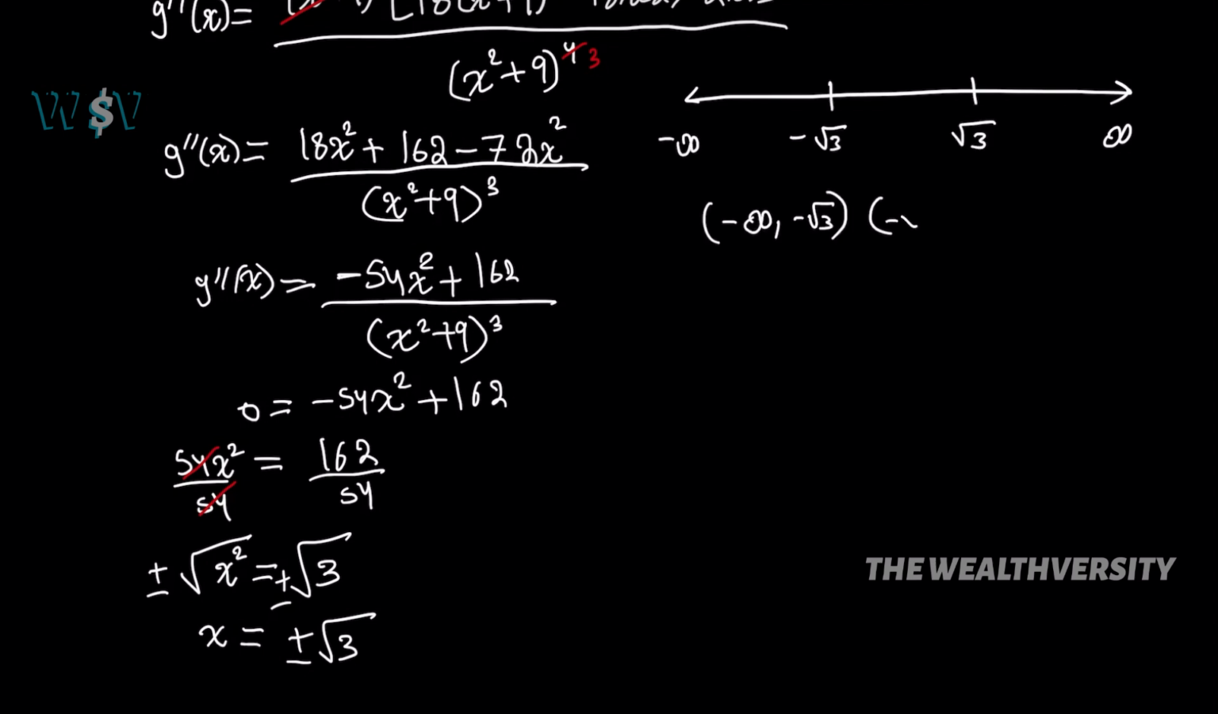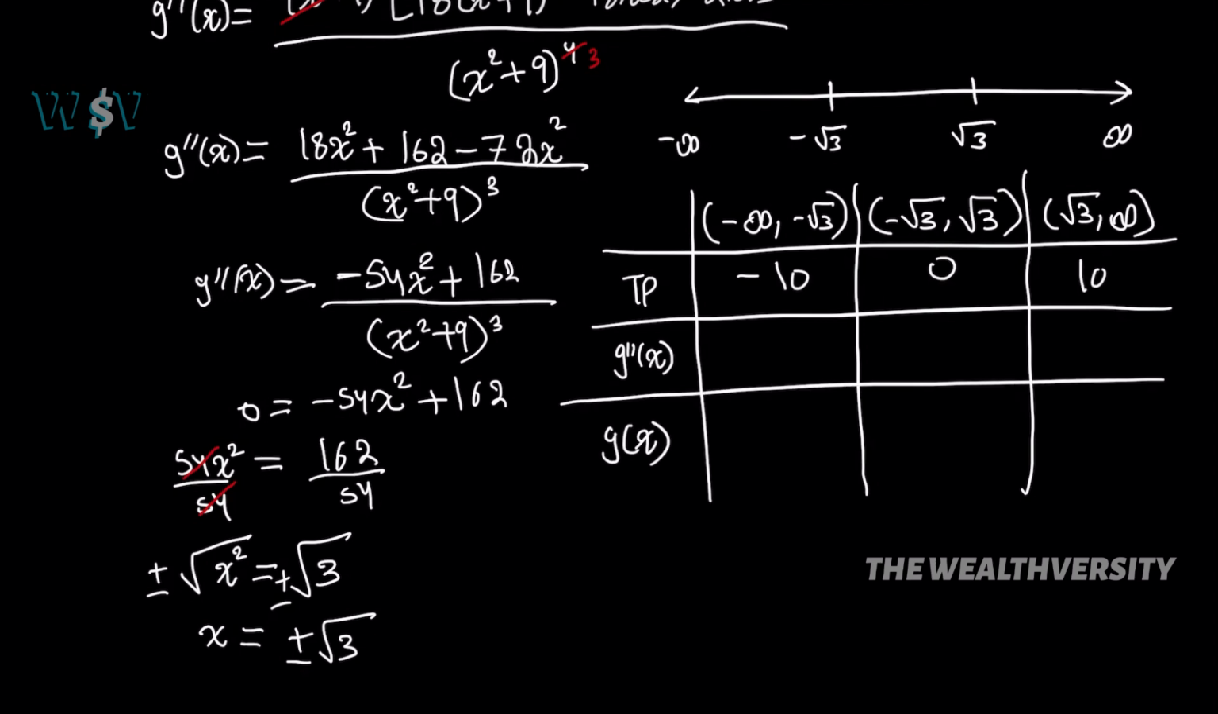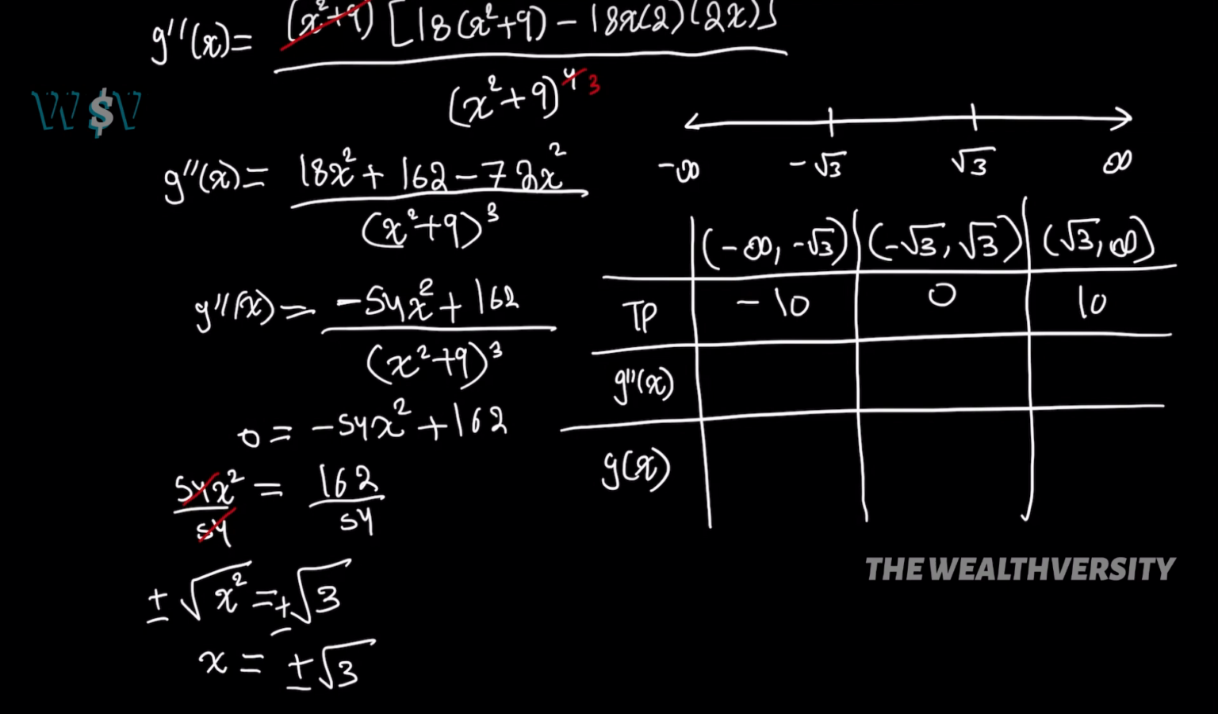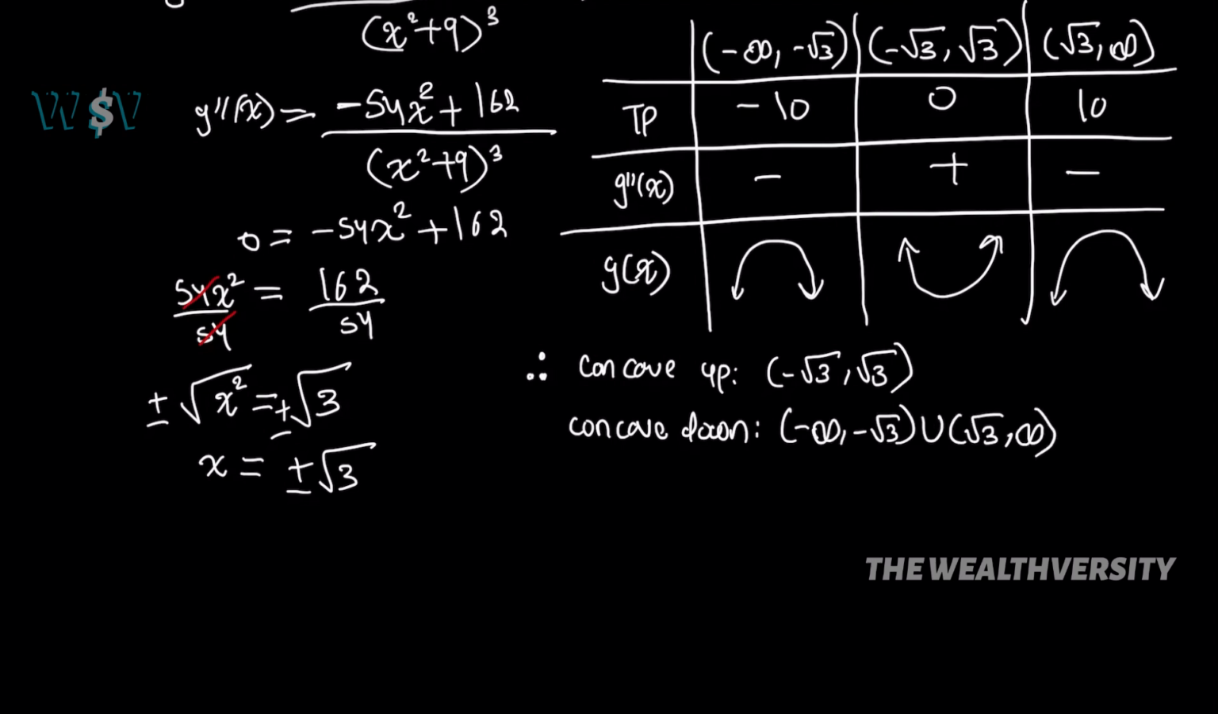Now we put them on the number line to get that our intervals are -infinity to negative square root of 3, negative square root of 3 to square root of 3, and square root of 3 to infinity. We will use the test points -10, 0, and 10, and when we sub them into g double prime of x, we get that the first and last interval get a negative value, and the second interval gets a positive value. This means that the function is concave down on the first interval, then concave up on the second interval, then concave down on the third interval. Therefore, the function is concave up on negative square root of 3 to square root of 3, and is concave down on -infinity to negative square root of 3 and square root of 3 to infinity.